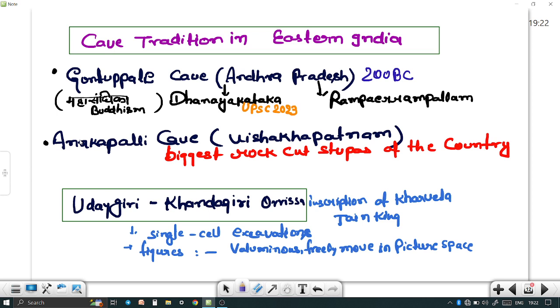So, a few of the caves, basically the time period is 800 to 900 AD. Some of the caves were designed at this time. Now, there are numerous single-scene excavations also.